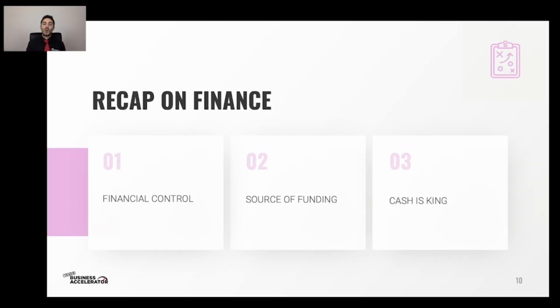So then to recap on what we're going to be looking at and understanding from a business finance perspective here is that number one, financial control is extremely important within your business. This is the control of money coming in to our organization and the money that's going out of our organization. The second element of finance is the source of funding. So if you need an injection of cash, where are you going to get that from and how are you going to find it? And then number three, understanding that cash and cash flow within our organization is king.